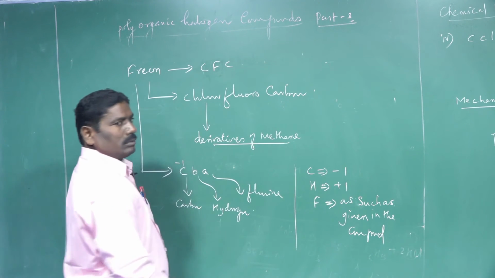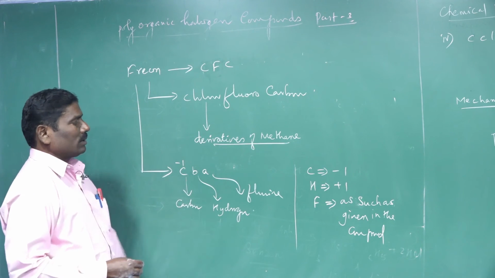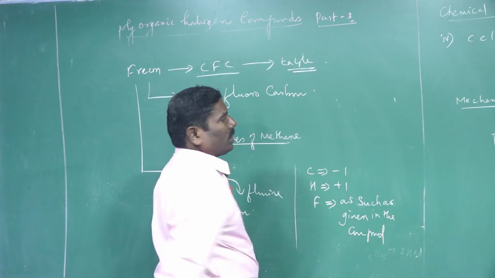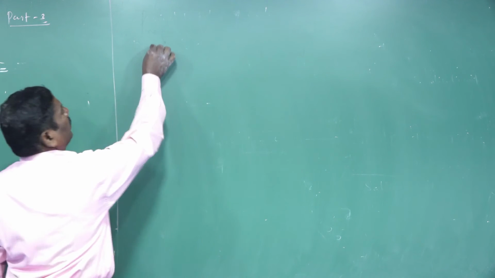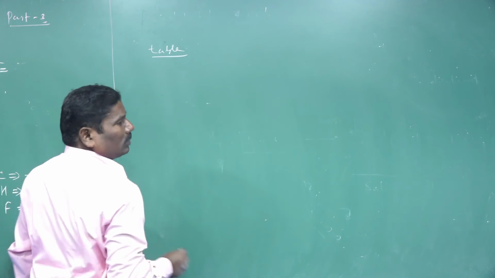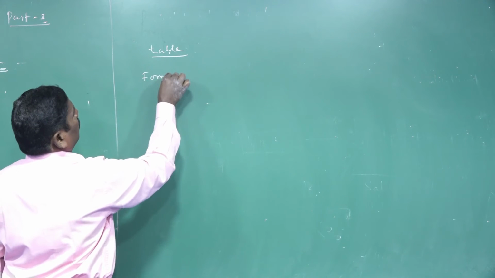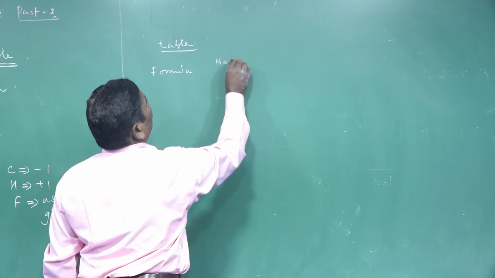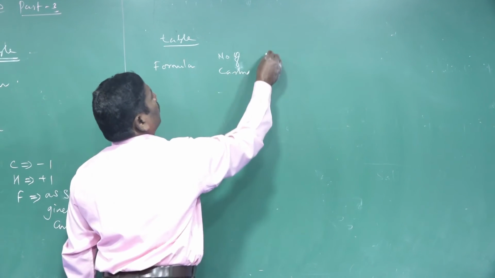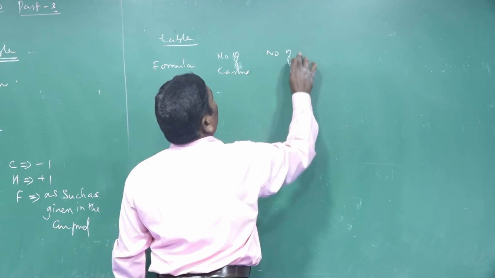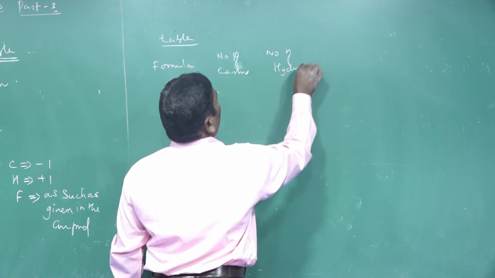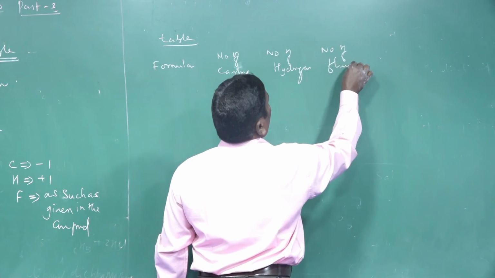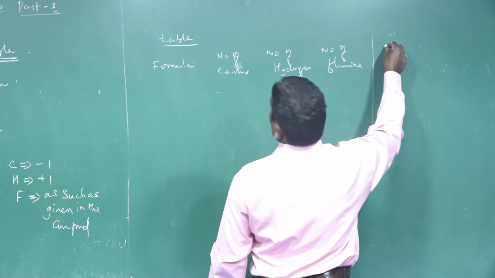We are going to learn about CFC by knowing the tabular column. What is the table from which we derive the names? There is a table. First you should go for the formula, the number of carbon, number of hydrogens, and number of fluorine, and the name of the compound.